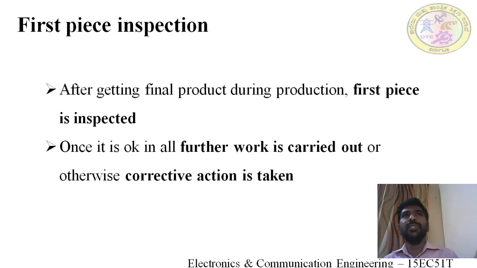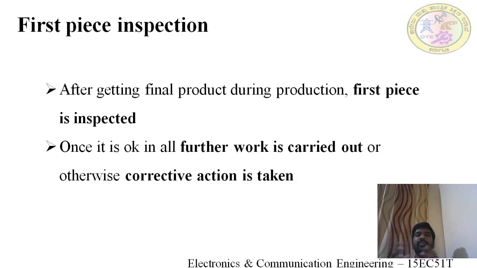Then first piece inspection. What is meant by first piece inspection? See, in a production, you get a first product. If the first product is correct, then the next consecutive products will also be correct, and there won't be any mistakes. This is called first piece inspection.